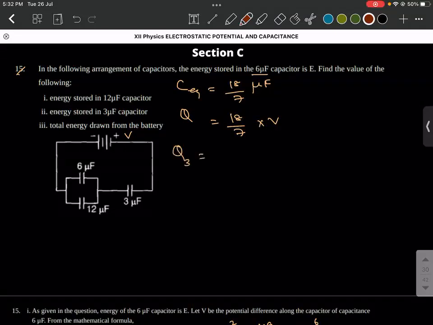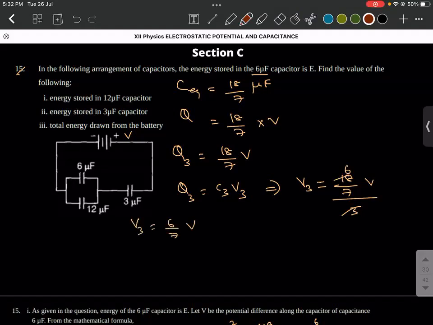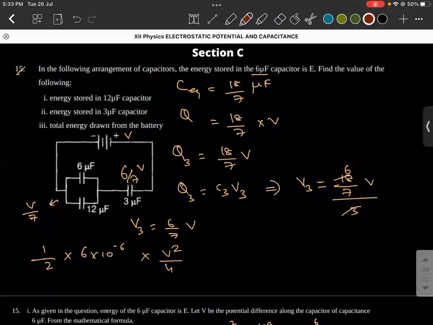Now charge across 3 is also 18 by 7 times V. So Q3 is equal to C3 into V3, which implies V3 is equal to 18 by 7 V divided by 3. It's 6 by 7. Everything is right. So here it is 6 by 7 times V, so here it should be V by 7. So half into 6 into 10 power minus 6 into V square divided by 49 is equal to E.